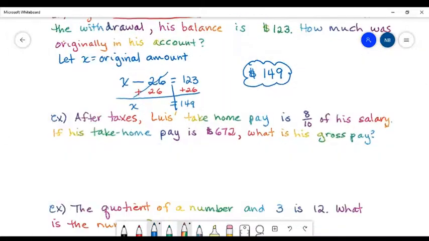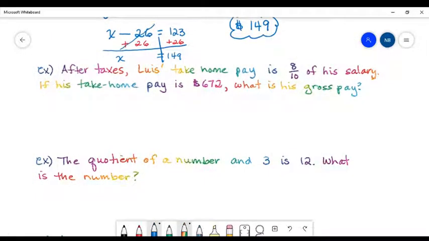Okay. Next. After taxes, Luis's take-home pay is 8/10 of his salary. So if you divide his salary into 10 parts, he gets 8 of them, and the government gets 2 of them. 8/10, that's his take-home pay. If the amount of his actual take-home pay is $672, what is his gross pay? Gross pay is another way to say his salary. Okay, so I'm going to let X equal gross pay, or you could say let X equal salary.